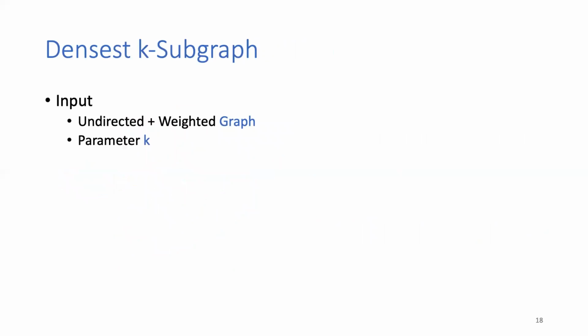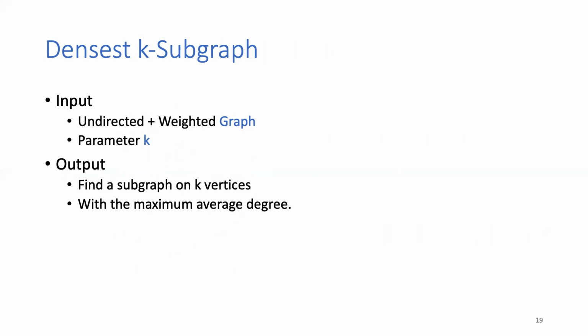So coming to the concrete problem which we study in our paper, it is called the densest k-subgraph problem. Let me start by defining the problem. The input to this problem consists of an undirected and possibly weighted graph and a parameter k, and you are supposed to output a subgraph on k vertices with the maximum average degree. So you are given a large graph, undirected and possibly weighted, and a parameter k. You are supposed to select k vertices with the maximum average degree.